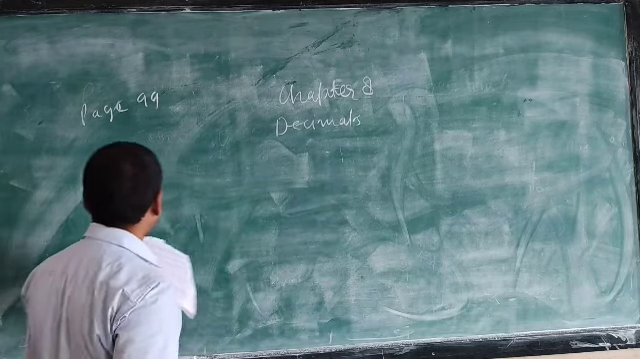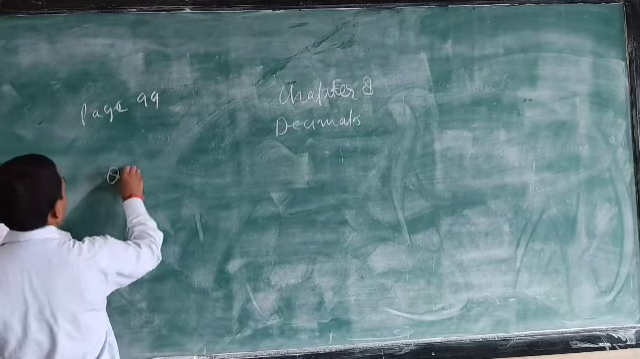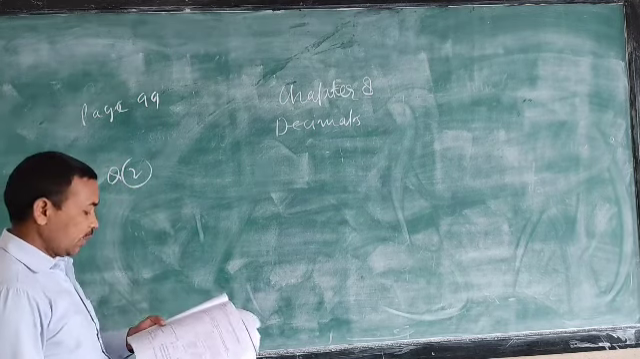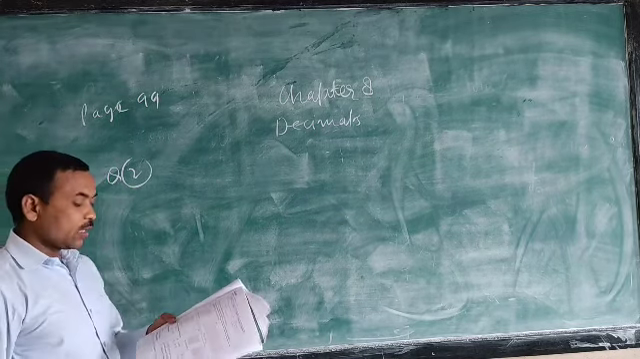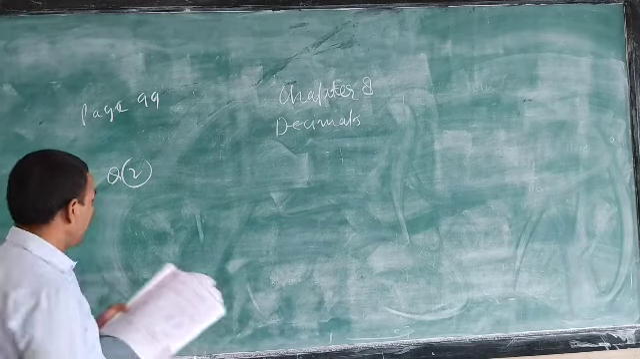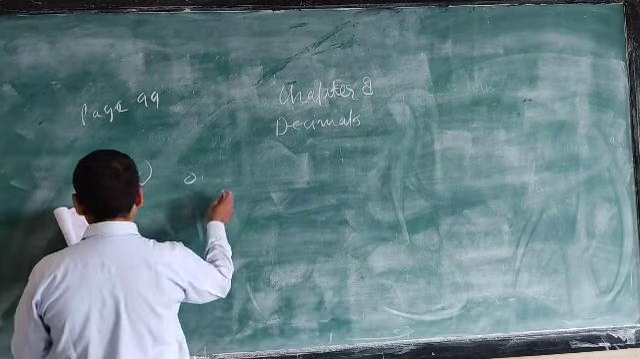And page number 2, I am not writing the question. You can see the question from the book. Children, it is asking to write down how these numbers are made. First one, this is written like this.